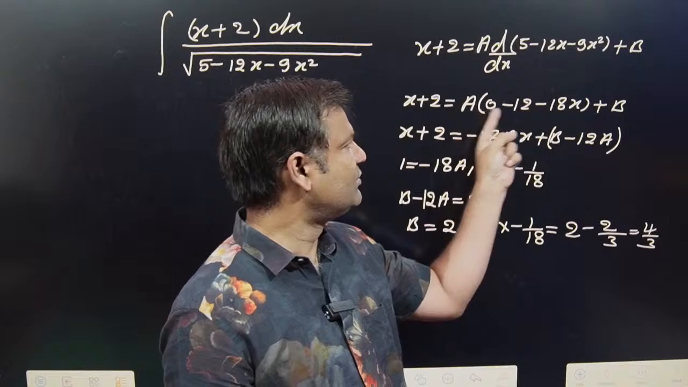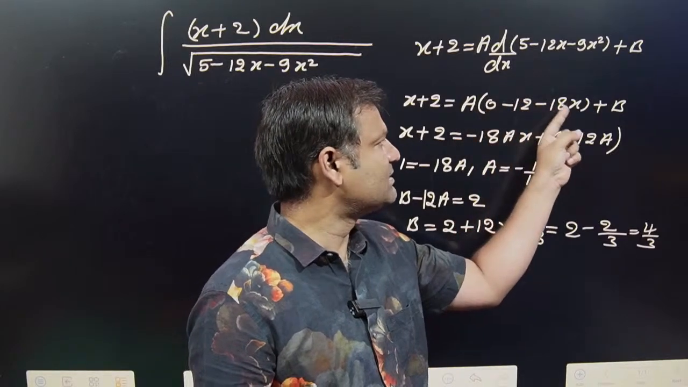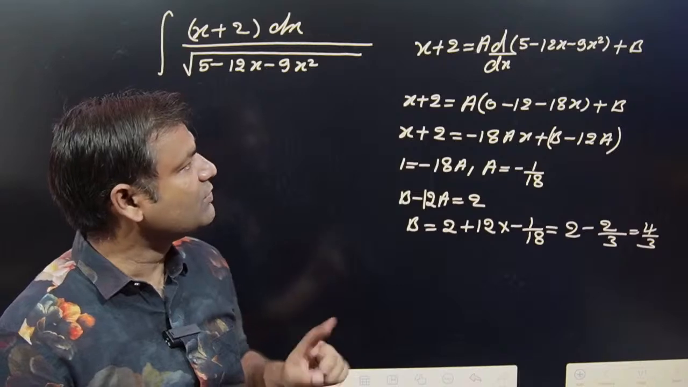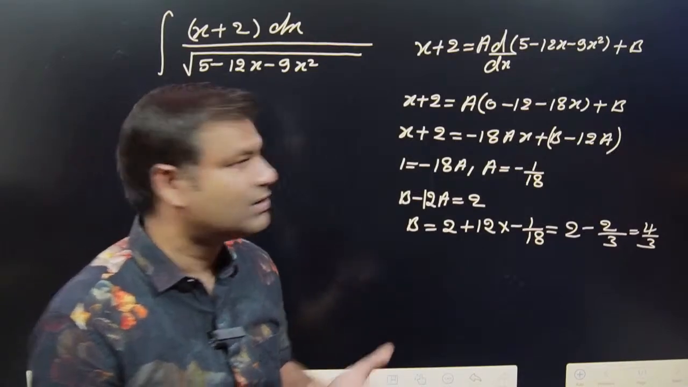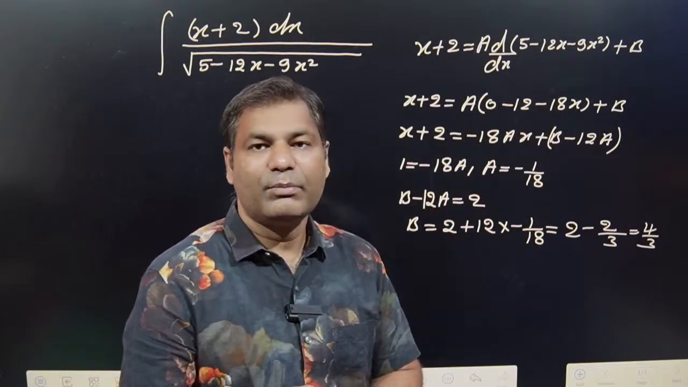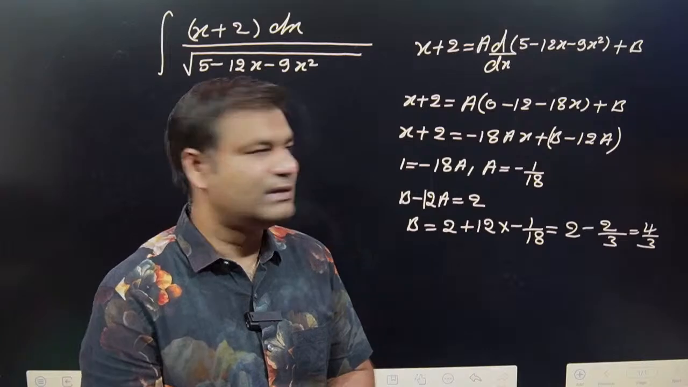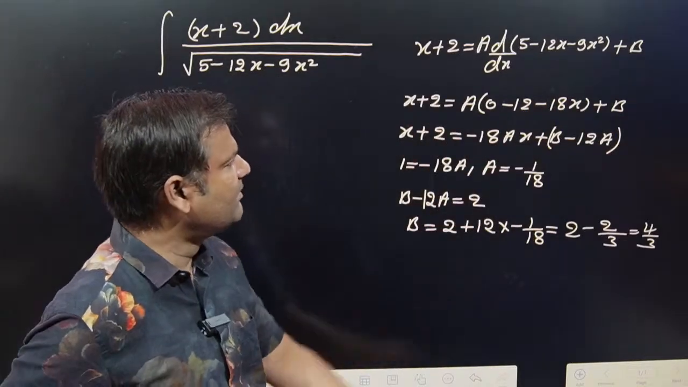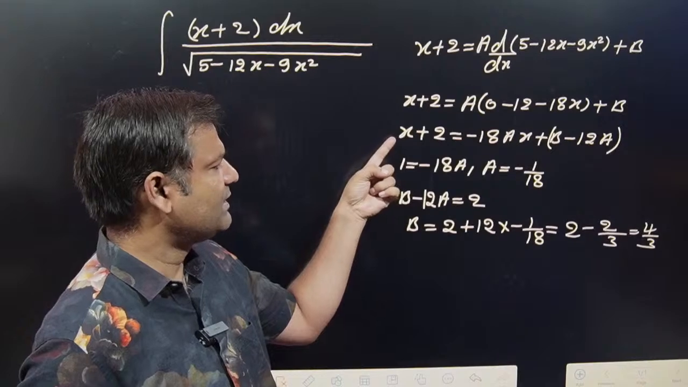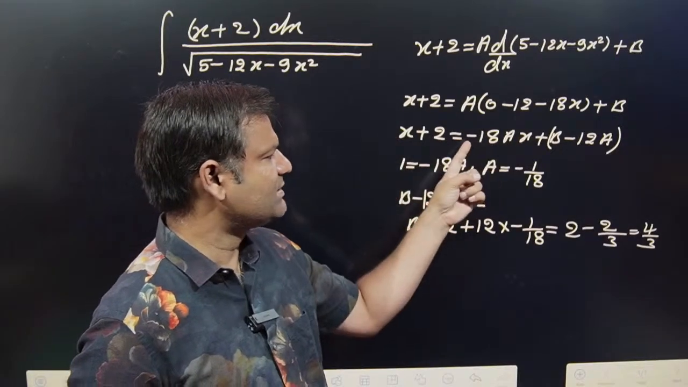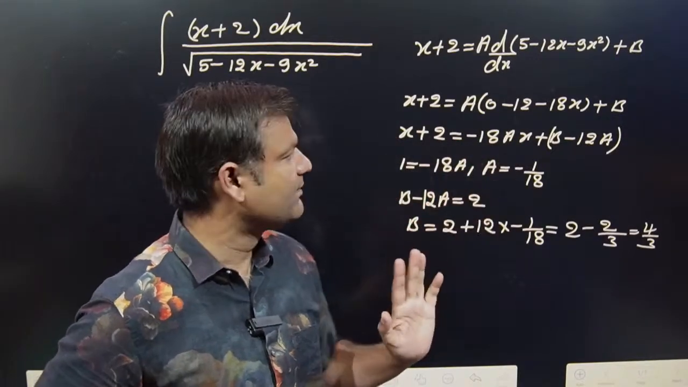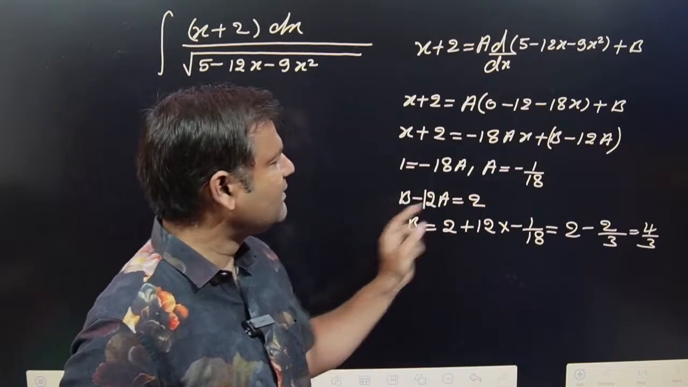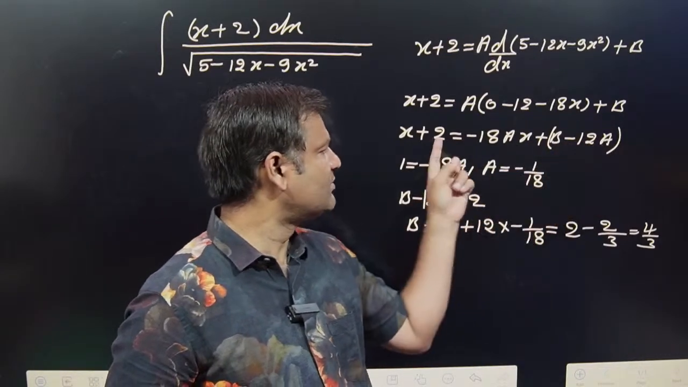Differentiation of this one is 0, here minus 12, and here minus x square differentiates to 2x. So 2 into 9, that is 18. That's why I wrote 18x plus a new constant b, so written simply b. After that, compare the x coefficient: here 1, and here the x coefficient is minus 18a. So a is 1 by minus 18, and b minus 12a equals 2.